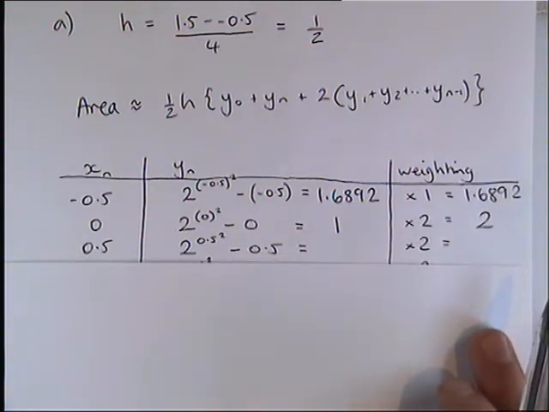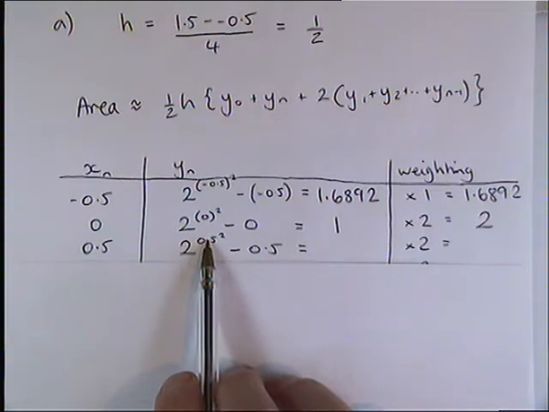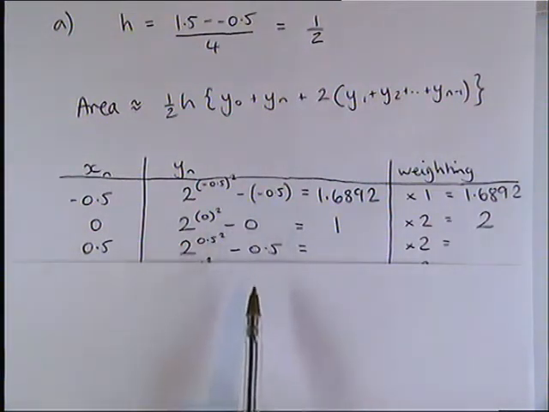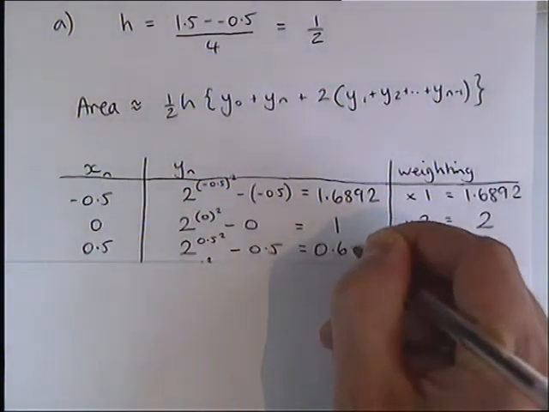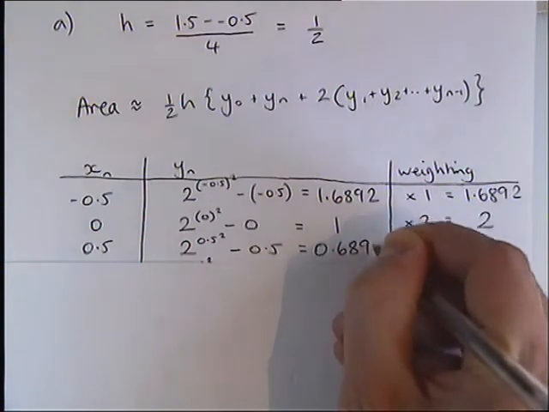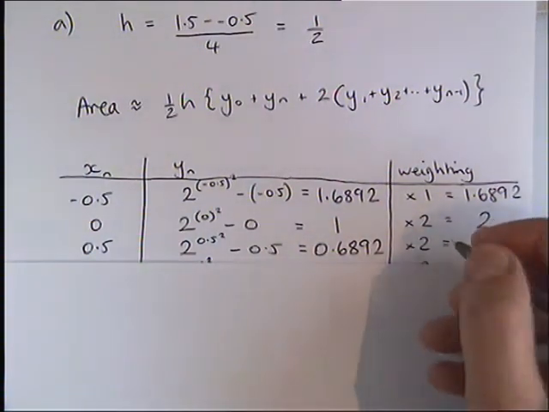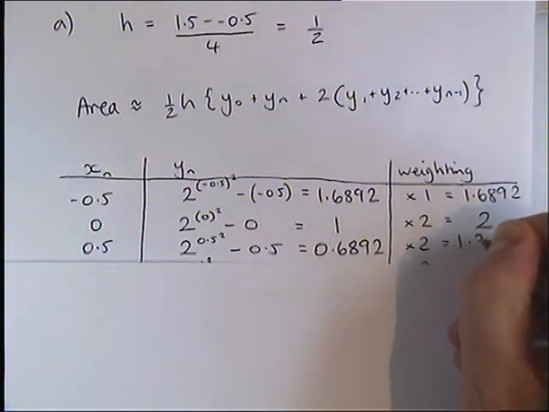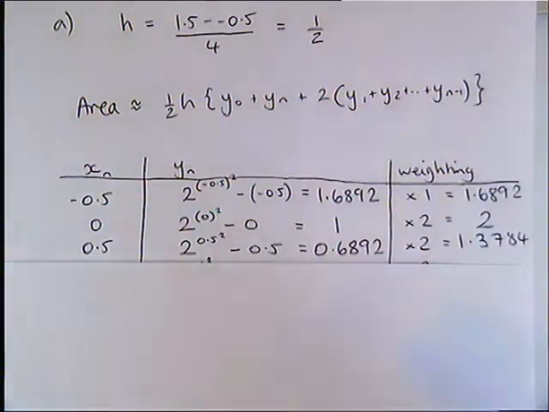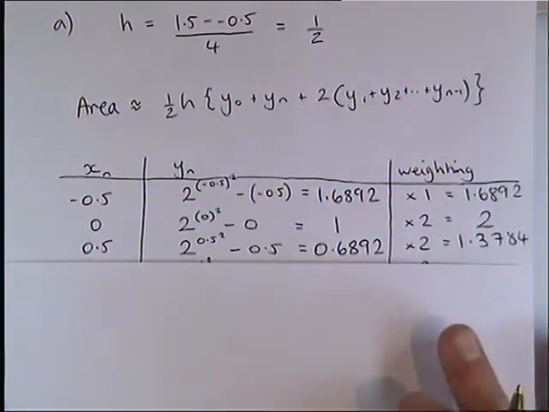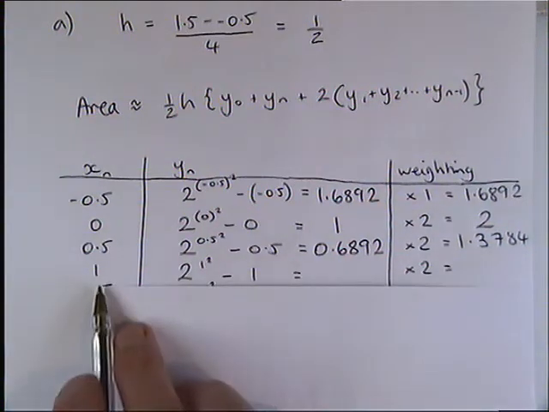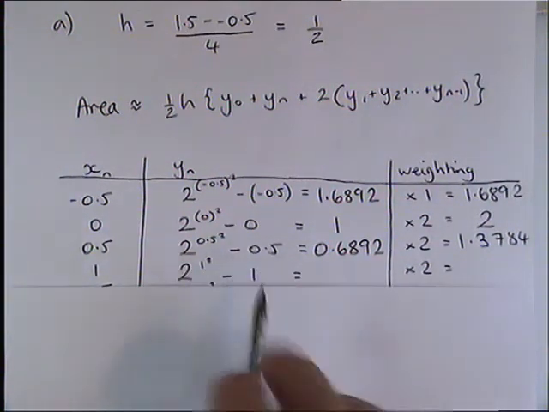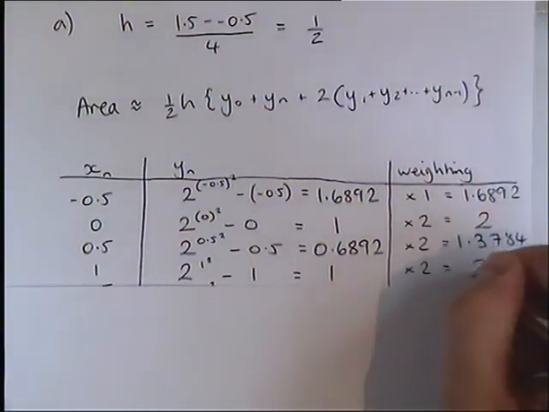So the next y coordinate can be worked out with 0.5. So 2 to the power of 0.5 squared minus 0.5, and you should get 0.6892. And then when you double that, 1.3784. The next row is a bit easier again: it's 2 to the power of 1 squared, so that's 2, take away 1 is 1, and then remember we double it.